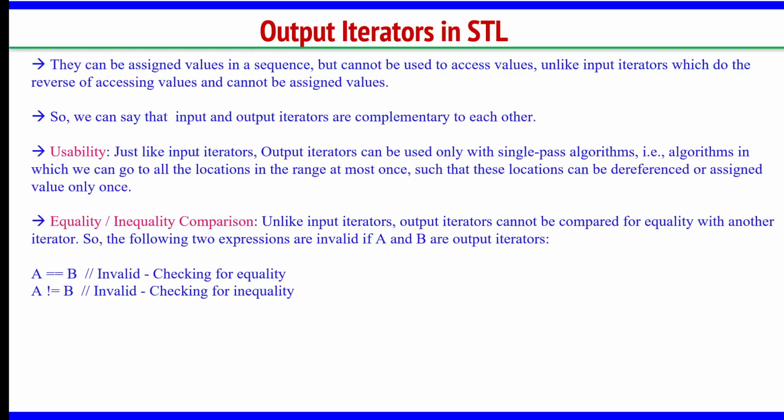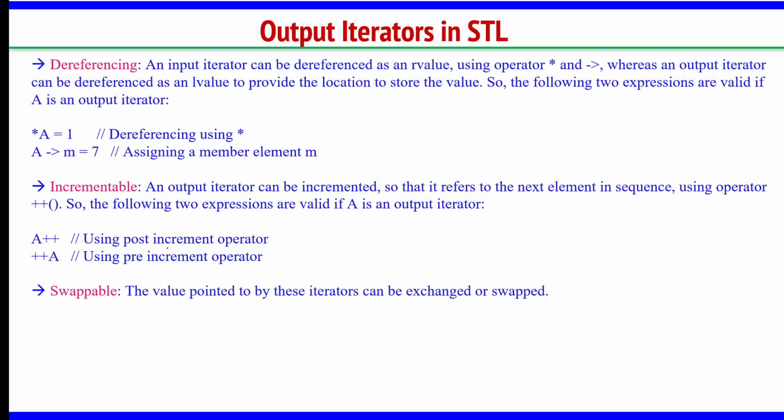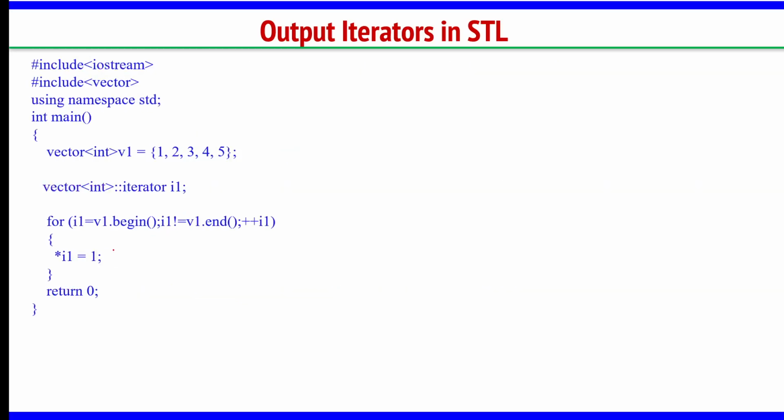See here, the same logics are applicable for those writing iterators. They can be assigned values in a sequence, but cannot be used to access values. They are used for assigning values, unlike input iterators which are for accessing values. So, we can say that input and output are complementary to each other. We can use the same equality, inequality, dereferencing, incrementable, swappable, everything on the output iterators. The main goal is that we can update values.